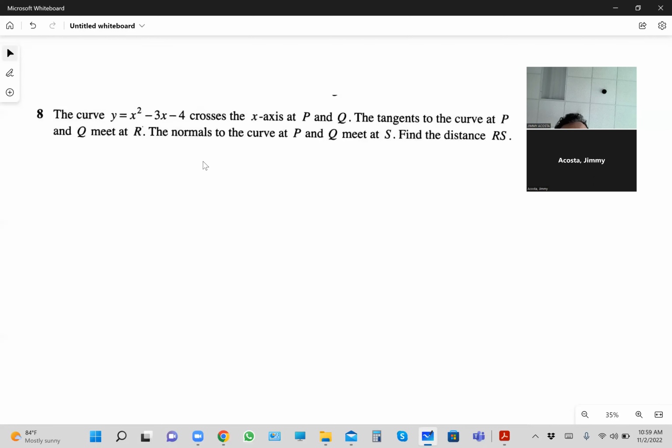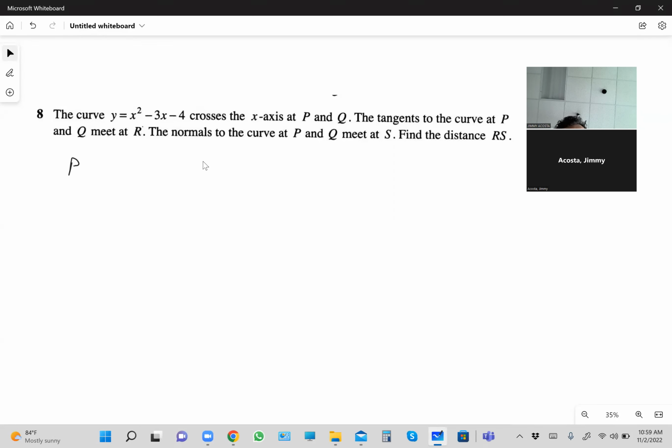So I'll go ahead and write this here. P and Q are x intercepts, and the value of y must equal 0.